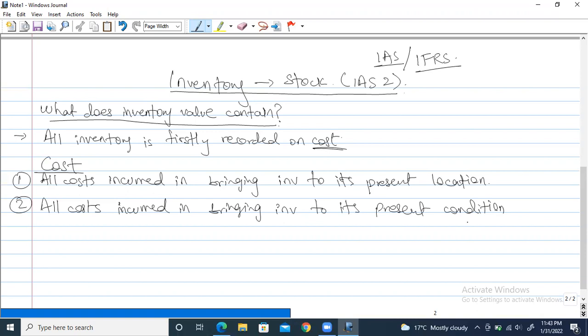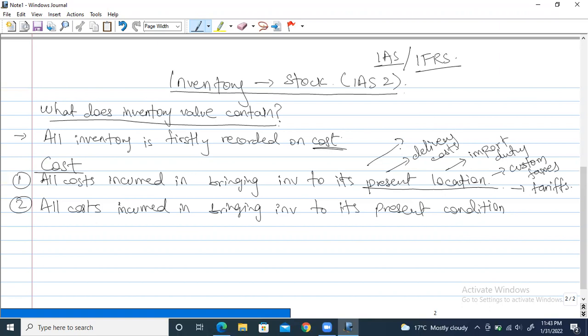Let's first discuss present location. What costs can be incurred in bringing inventory to the present location? For example, the delivery costs and transport costs. Some companies purchase inventory from abroad, from out of the country. They import inventory, so they have to pay import duty, customs taxes, and any other kind of tariffs as well.